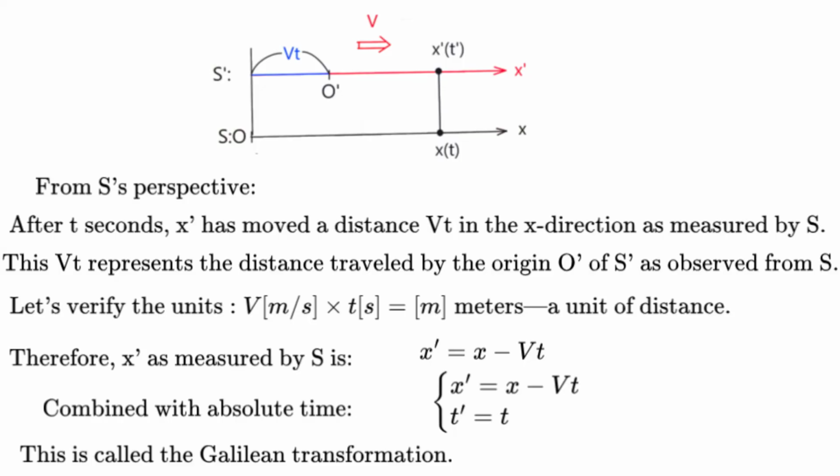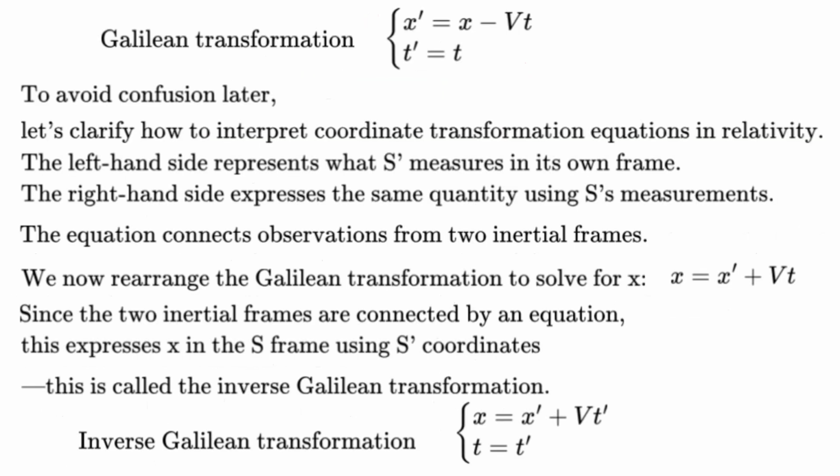Therefore, x prime as measured by S is x prime equals x minus vt. Combined with absolute time, this is called the Galilean transformation. To avoid confusion later, let's clarify how to interpret coordinate transformation equations in relativity. The left-hand side represents what S prime measures in its own frame. The right-hand side expresses the same quantity using S's measurements. The equation connects observations from two inertial frames.